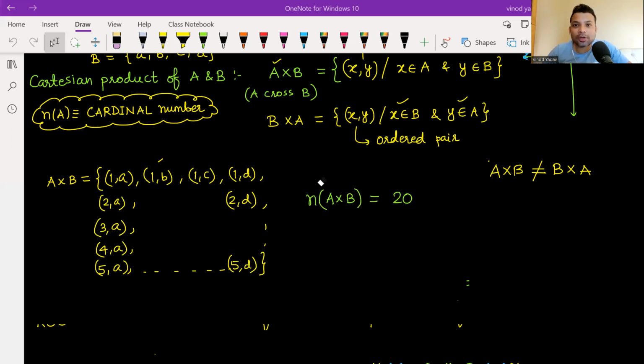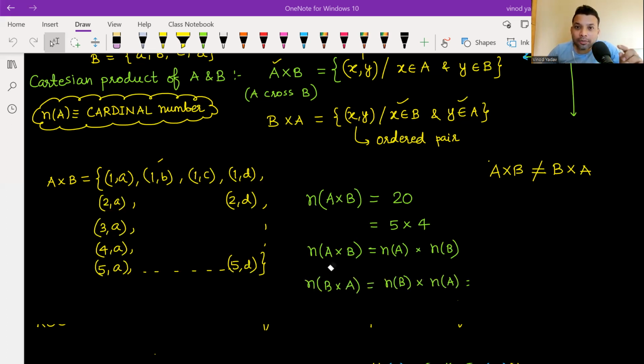So the cardinal number of A cross B is 20, which is the same as there were 5 elements in set A and 4 elements in set B. So I can also say the number of elements in A cross B is nothing but the number of elements in A multiplied by the number of elements in B. Of course, if you want to build B cross A, the number of elements will also be the number of elements in B times the number of elements in A. So this will also be the same as the number of elements in A cross B.